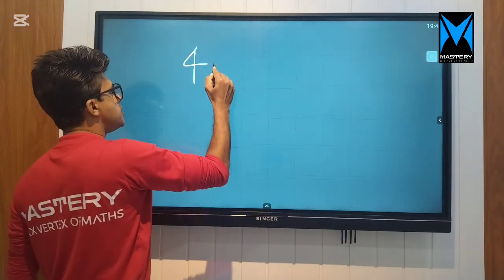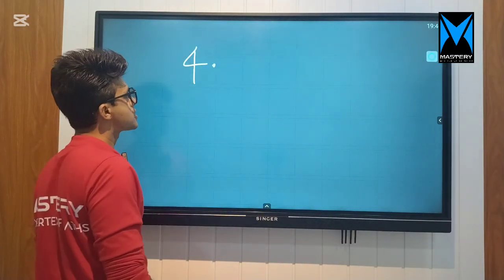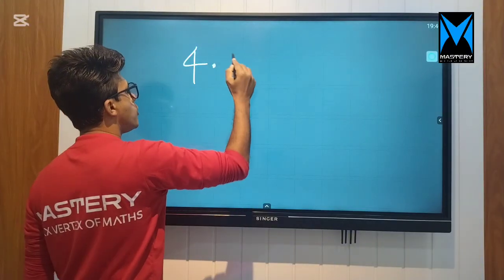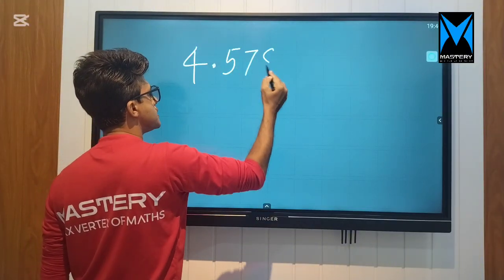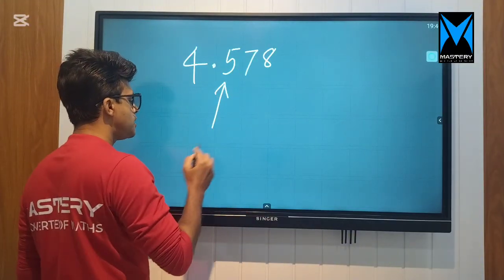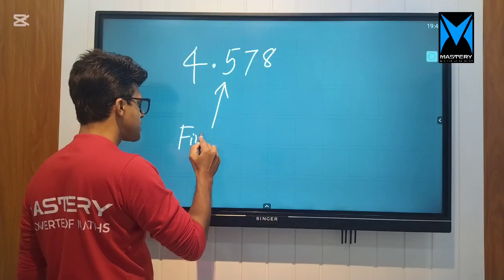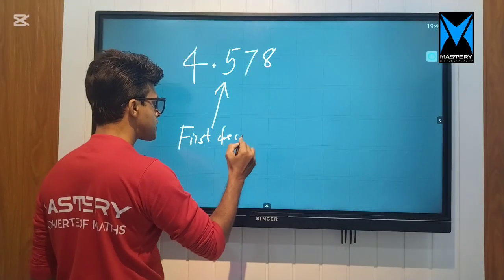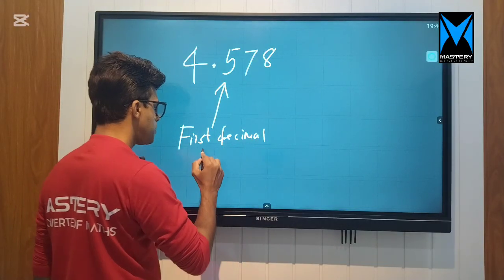Think of this decimal number. I will come to that previous question. In 4.578, this is the first decimal place.